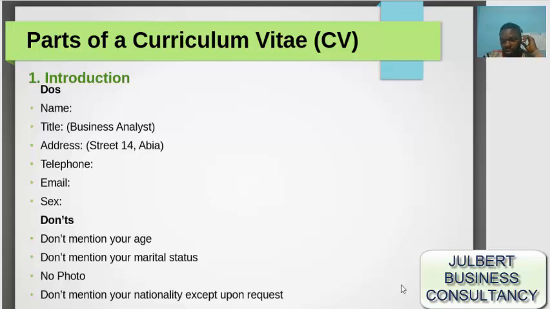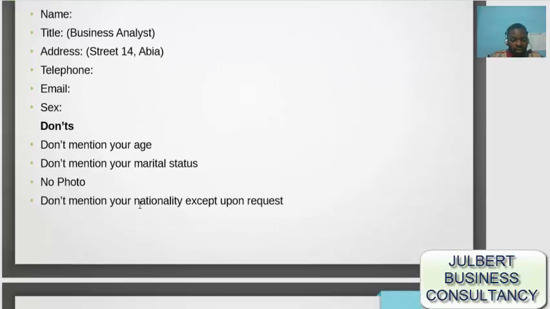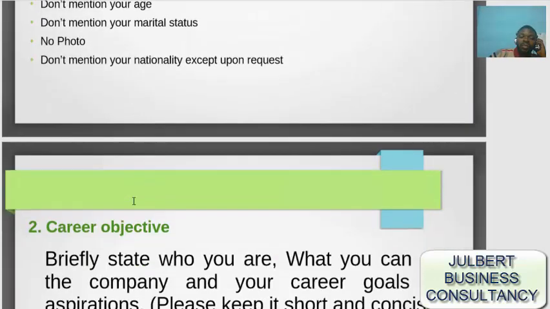Exceptionally, those who are in most of these Arab countries will always require that you attach your picture to it. But if not any of these countries, it's not advisable to attach your picture to your curriculum vitae. And please take note, do not mention your age, your marital status, or your nationality in your curriculum vitae, except it is an international job. Okay, that's the first part of the curriculum vitae.